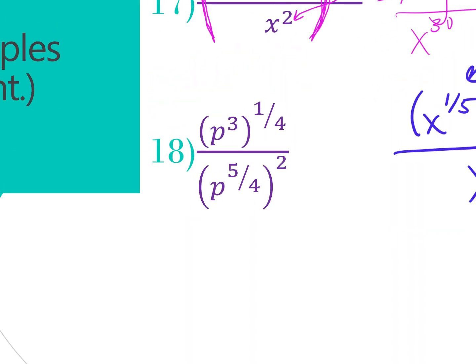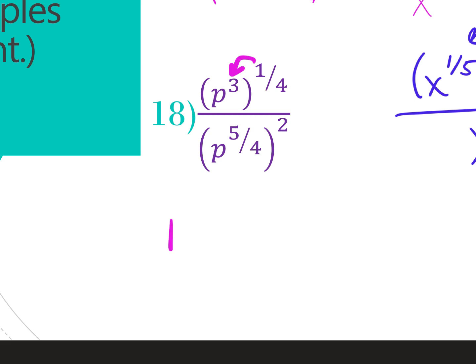See, this is not so scary, right? Some of you are like, what do I do first? We're going to distribute. We're going to simplify and distribute. So I have P to the what? P to the what? P to the 3/4. You're fine. And then what do I have here? P to the 10/4.